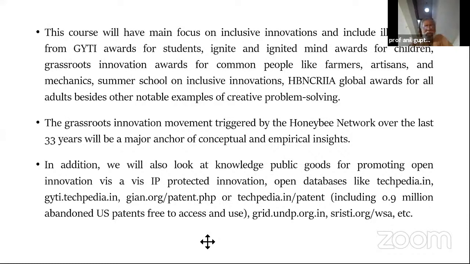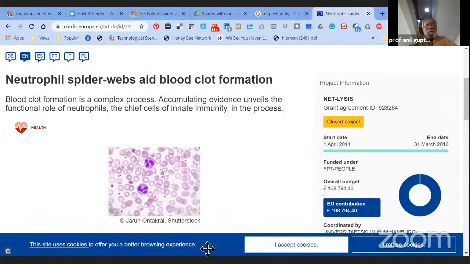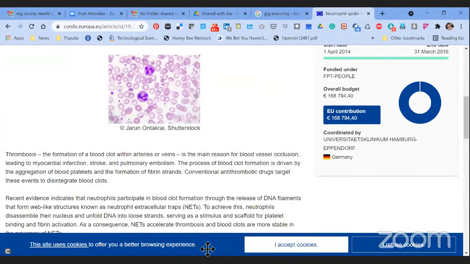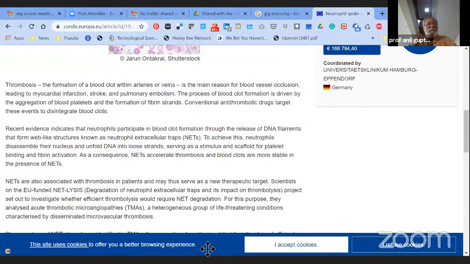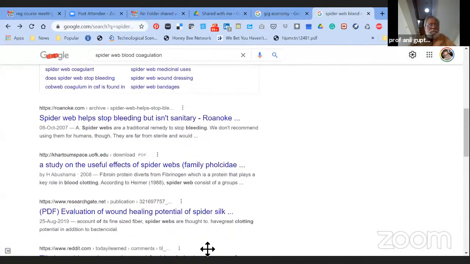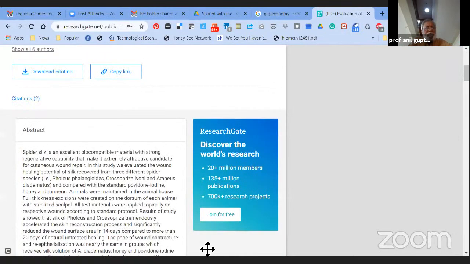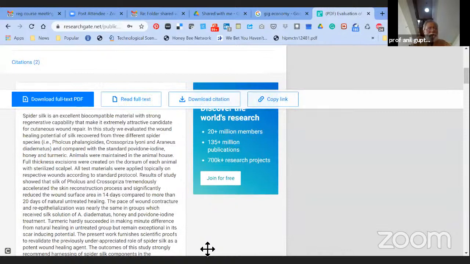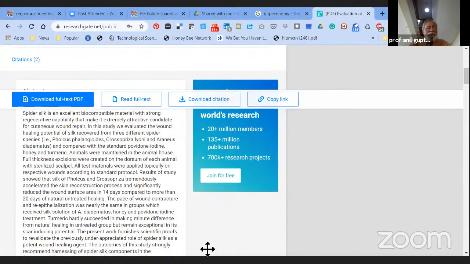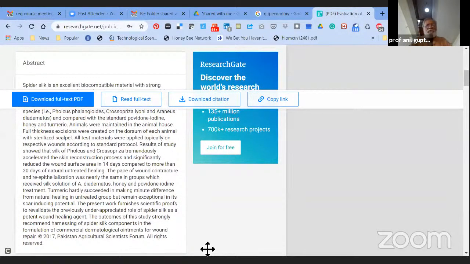There are a lot of papers on this, and if you search, you will find it easily. Please keep checking. Let me show you. So this is a paper, and they have recovered the silk from three different spider species, applied it on the wound, and they found that they could heal very fast. There are many other papers on this subject.